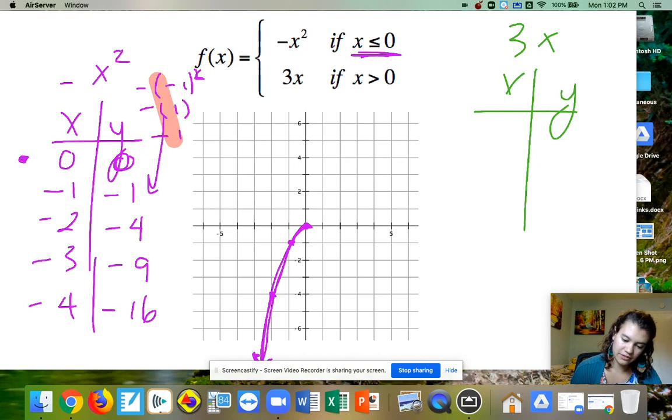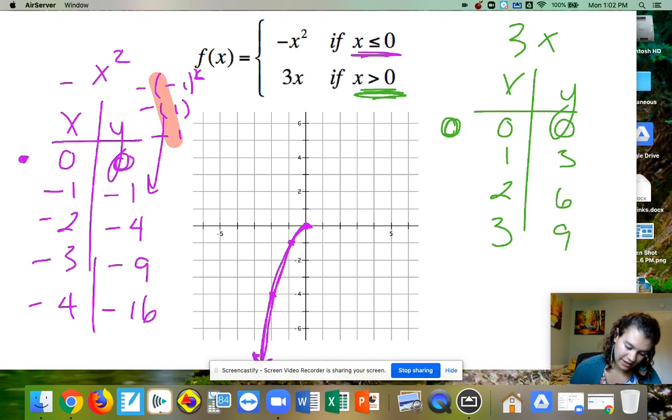And if I switch colors, we're still going to start at 0 and then just go up. And this is going to be an open circle because I don't have an equals to on this equation. So then 3 times 0 is 0, 3 times 1 is 3, 3 times 2 is 6, etc. And I'm going to graph this. So I technically have an open circle right there at 0, but it gets filled in with a purple one, so it's really just a dot.